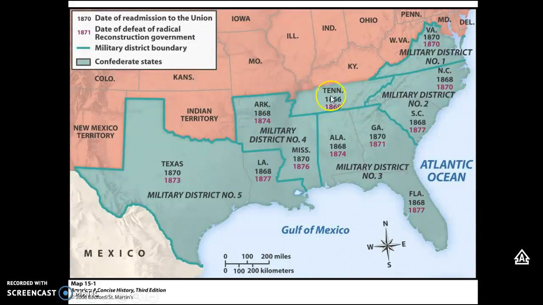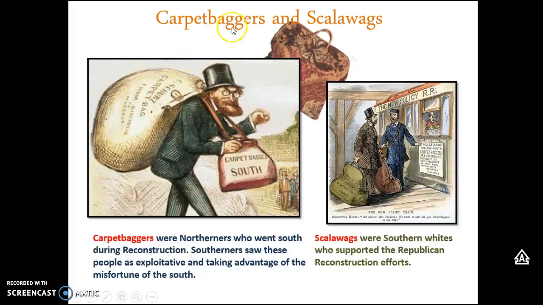And this is a map that shows the date of readmission to the Union, the date of defeat of the radical Reconstruction government, and then military district boundaries. And this is the Confederate states. So you're going to have the Carpetbaggers and the Scalawags.